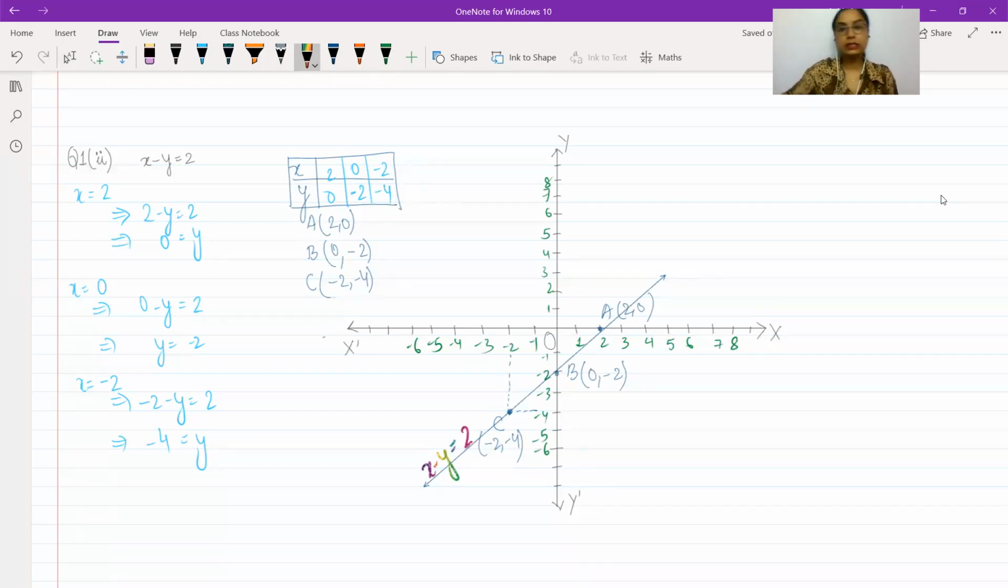I hope everyone is clear how we are drawing the graph for the given linear equation. Anyone who has questions? No, ma'am.